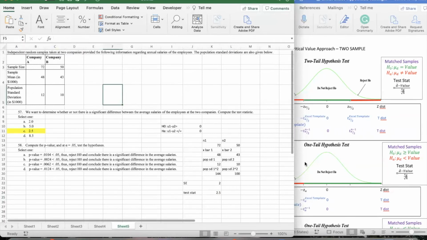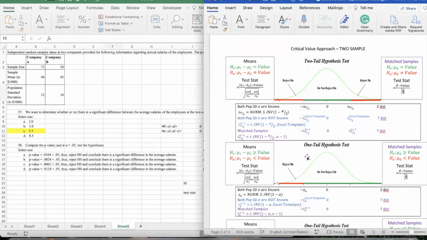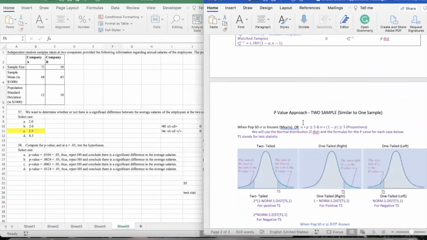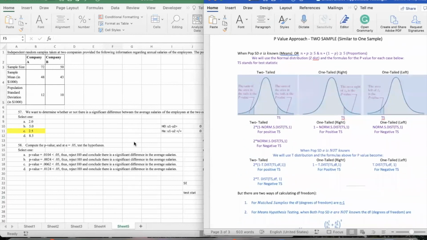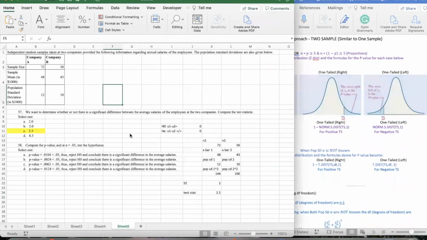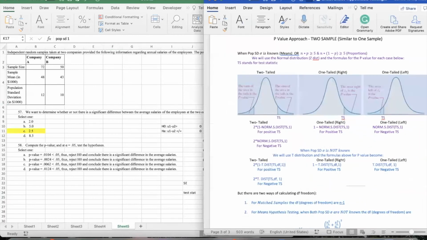Okay. Now we need to get our p-value. So this is a two-tailed test. Let's go down to our p-value approach. Do we have population standard deviation or sample standard deviation? You can see right here we have population standard deviation. Because we have population standard deviation, we are going to be using this top part, when population standard deviation is known. So the stuff in purple. This is a two-tailed test, meaning we're going to be using one of these formulas. Is our test statistic positive or negative? Our test statistic is a positive 2.5, meaning we're going to be using this one right here.